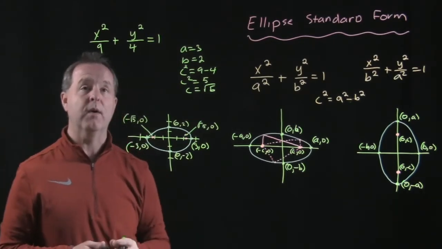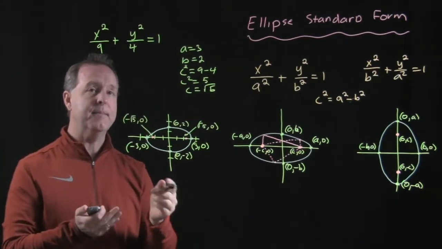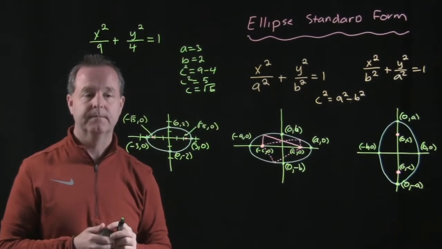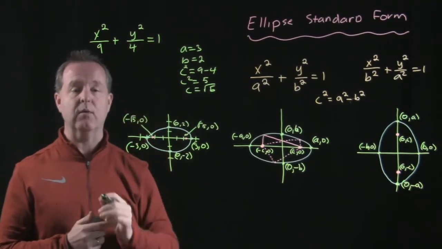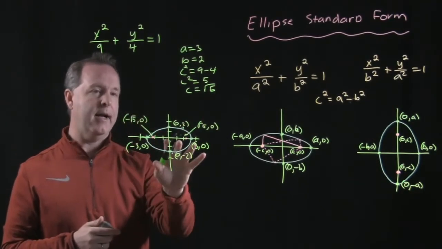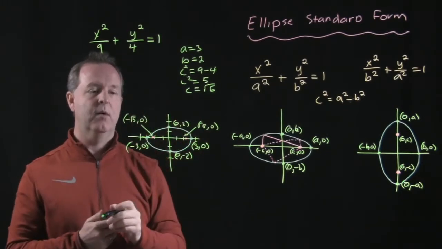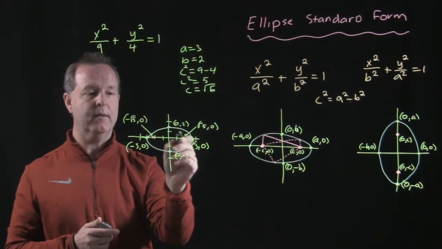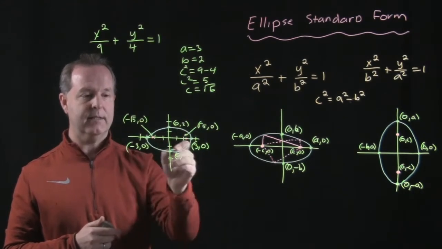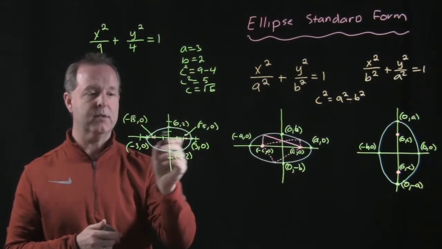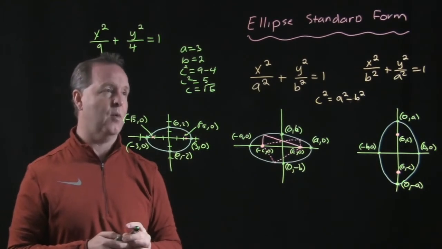So there we have it. We were able to graph an ellipse that's written in standard form. Standard form means that it's equal to 1. And we understood if it's a horizontal ellipse or a vertical ellipse. We were able to find out what its endpoints were, both on the major axis and on the minor axis. And we also described where the focus points were as well.